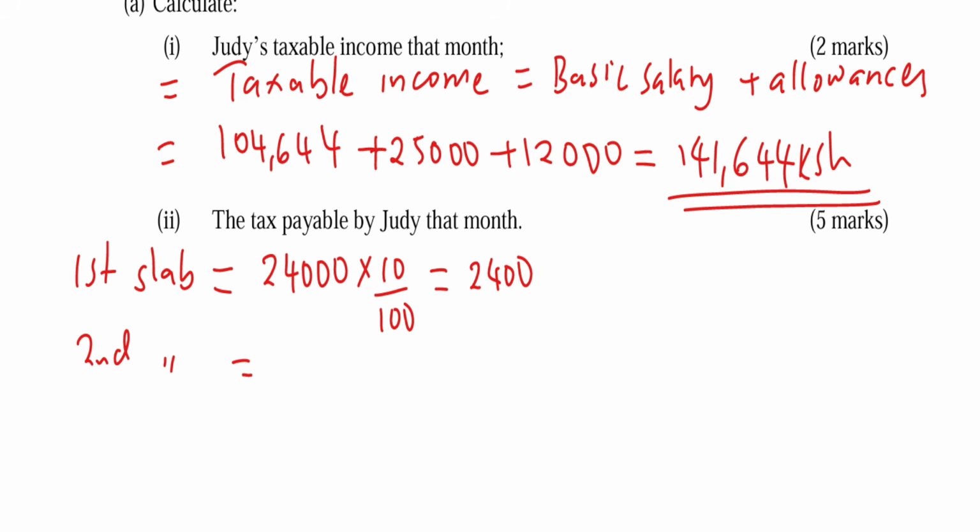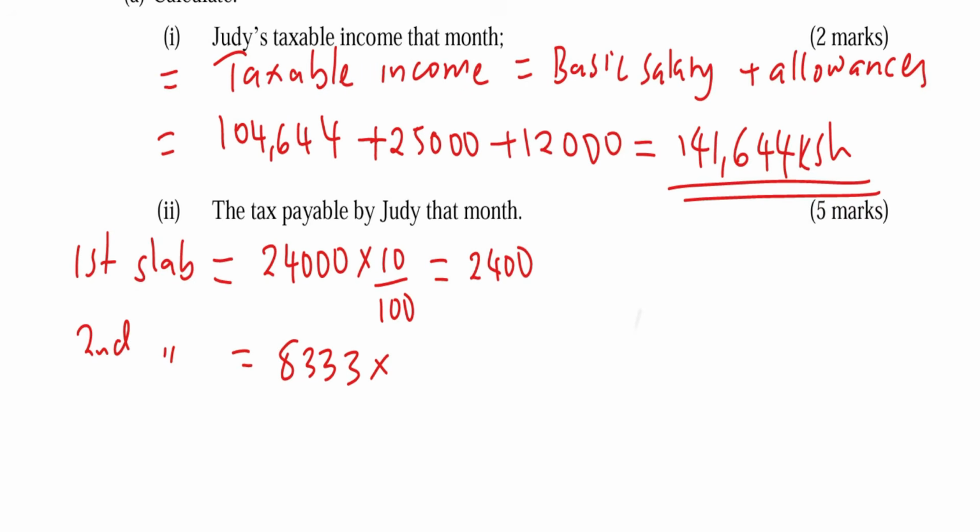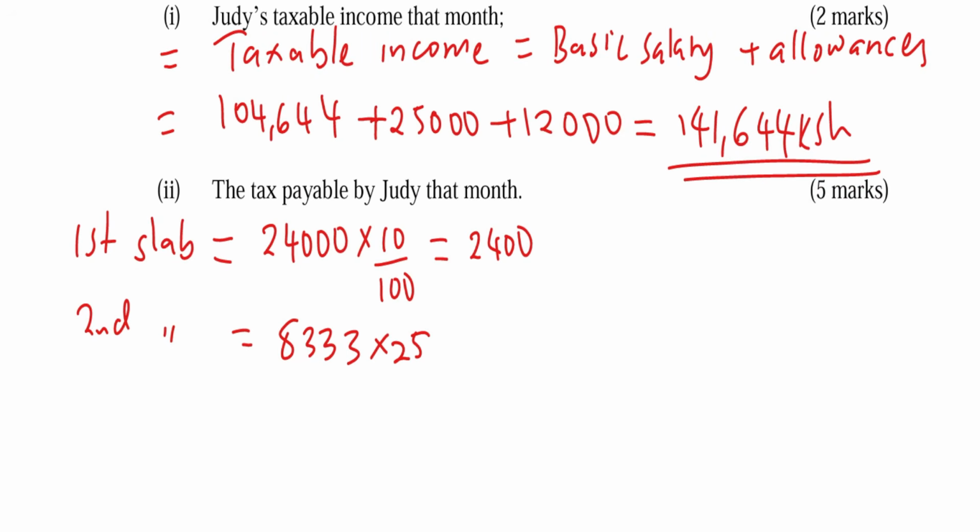So it gives you 8,333 multiplied by your percentage, which you see is 25%. So the first is 10%, the second is 25%. So multiply by 25 over 100. Okay. So in your second slab, how much tax will you pay? So 8,000, which is your answer, times 0.25, and it gives you 2,083.25. So that's the tax for the second slab.